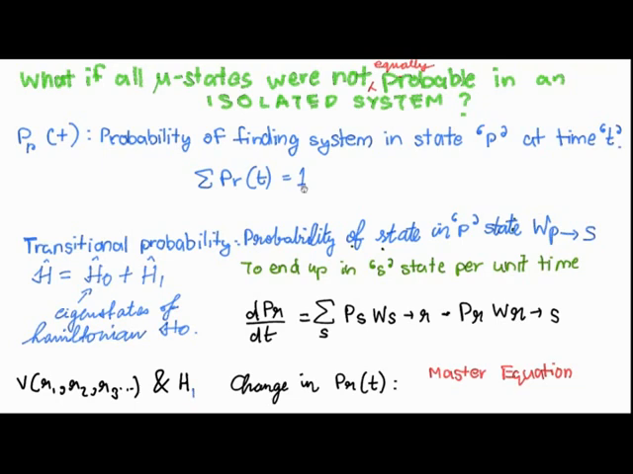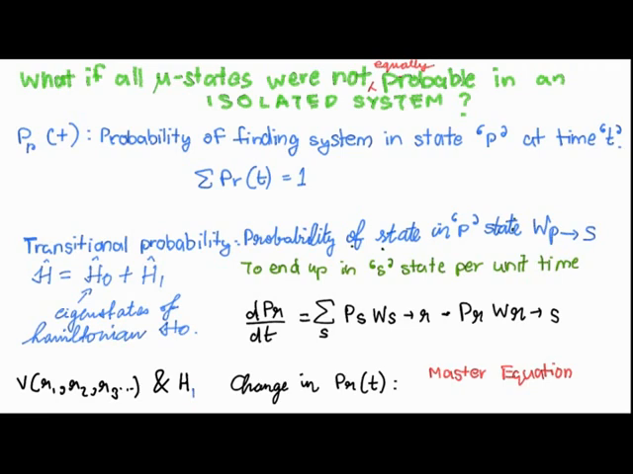And we can also in general define something called the transition probability, which is, suppose the system was in a microstate P, and the probability.